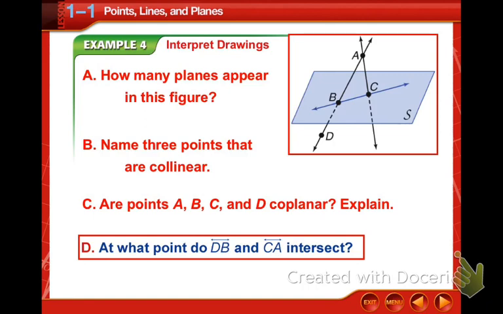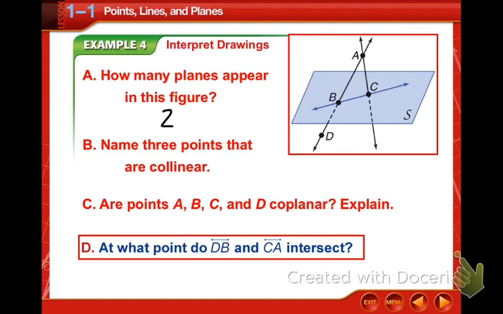Our next one here, we need to come up with the answers to all these questions here. So, how many planes appear in this figure? We see plane S is drawn for us, but we also have to remember that it takes 3 points to make a plane, and A, B, and C there make a triangle, non-collinear, so that's good. That means we have 2 planes in this figure.